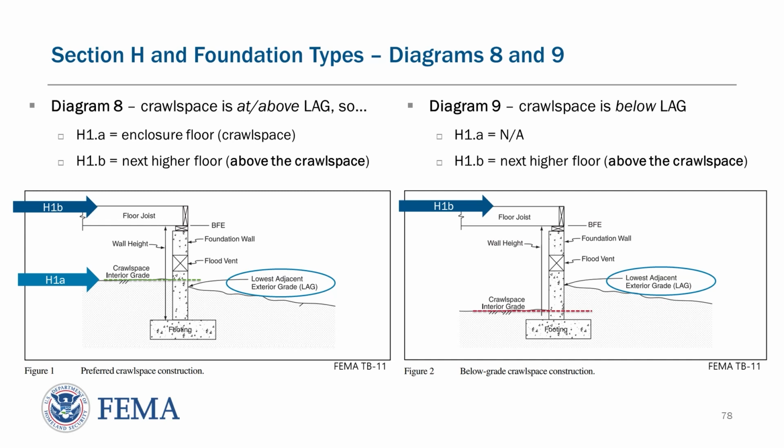Again, for section H, just remember the three rules. They only apply to section H. Never measure a floor below ground level. H1A is always at or above grade. And for buildings with basements and below grade crawl spaces, use H1B to record the first floor above grade and leave H1A blank or NA.